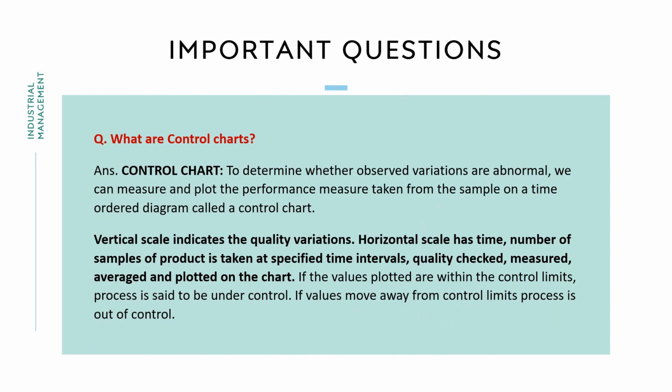Question. What are control charts? Answer. Control chart. To determine whether observed variations are abnormal, we can measure and plot the performance measure taken from the sample on a time-ordered diagram called a control chart. The vertical scale indicates the quality variations. The horizontal scale has time; a number of samples of product are taken at specified time intervals, quality checked, measured, averaged and plotted on the chart. If the values plotted are within the control limits, the process is said to be under control. If values move away from control limits, the process is out of control.